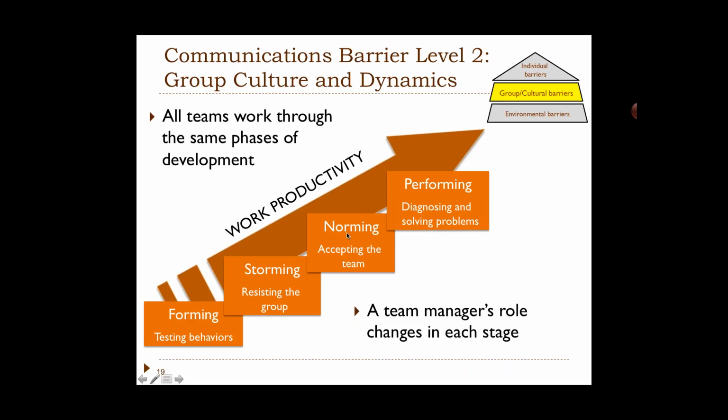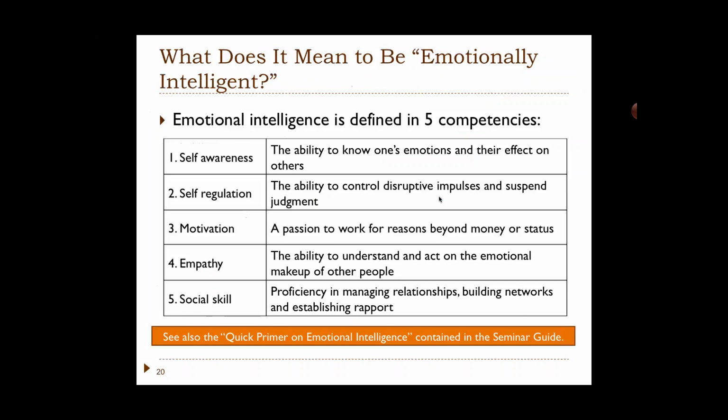We start to do some norming, right? Getting everybody on the same page, everybody going in the same direction, and then our role changes when we're performing. We are simply trying to solve problems. We're trying to clear the road for the team to do their work. Okay? Typical stages for project team development.